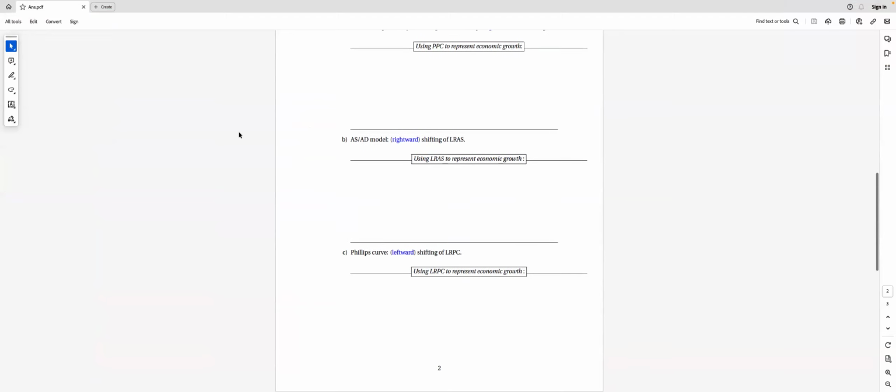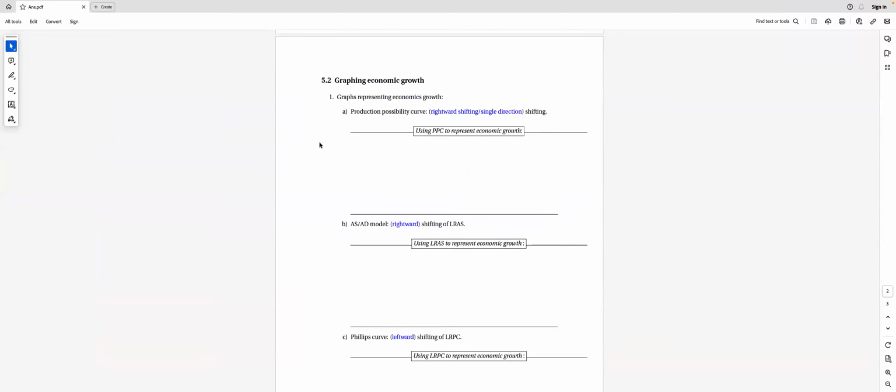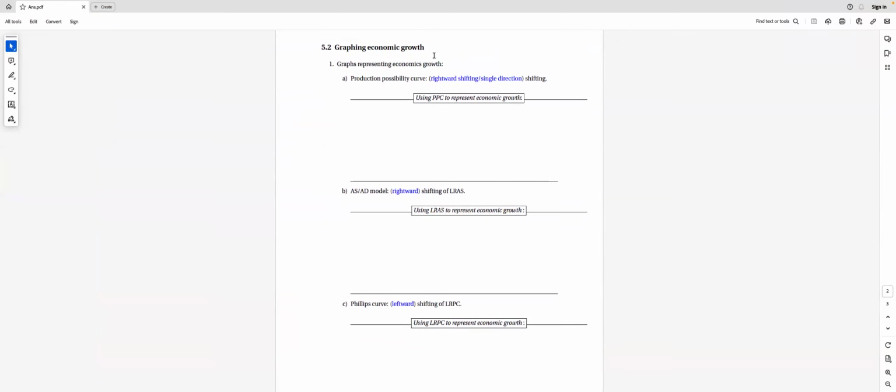Okay, so last page. Let's review a little bit about your page number 2. Basically, we did 3 graphs. All these 3 graphs can indicate something called economic growth.